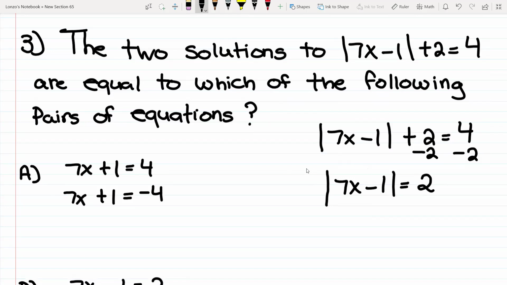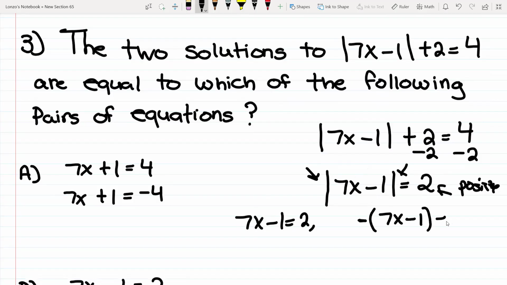The reason why is because there is nothing near the absolute value, and this number 2 is positive. If it was negative, it would be no solution. So my first equation is basically the one without the absolute value: 7x minus 1 equals 2. And my other one is basically this, but you make the 7x minus 1 negative. You basically distribute a negative, so it's going to be negative parentheses 7x minus 1 equals 2. And if you look at the choices, it would be letter B.